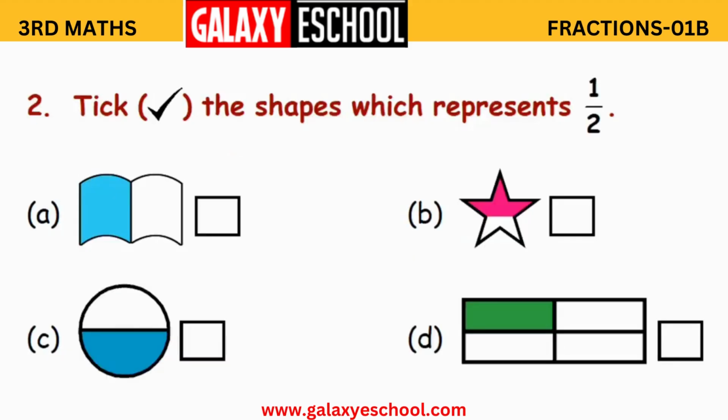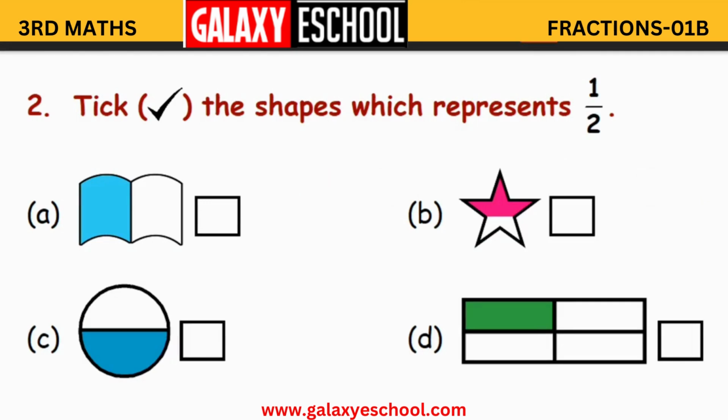Okay children. Next, tick the shapes which represent 1 by 2. Okay, so then what should we do? That 1 by 2 means what? The shape must be divided into two equal parts and one part should be shaded. See, we are having two parts, two equal parts and one is shaded. So this is 1 by 2. Again, if you look at option B, is it equal part? No. See, it should be like this if it was equal. Now here one triangle is missing. So B is not our 1 by 2.